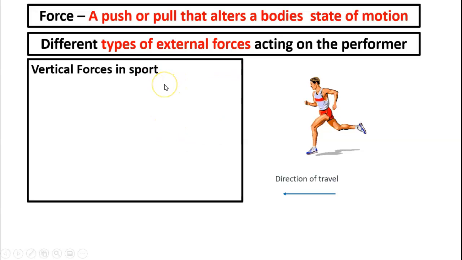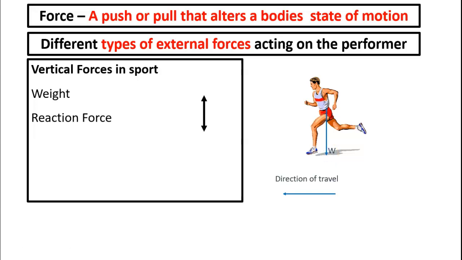Starting off, vertical forces means the force is going to travel up or down. The first one we're going to have a look at is weight. Weight refers to the gravitational pull exerted by the earth. As you can see, the arrow here is a downwards arrow because it's coming from the centre of mass, and the force is the gravitational pull from the earth, so it's going down this way. The second force we're going to have a look at is reaction force.